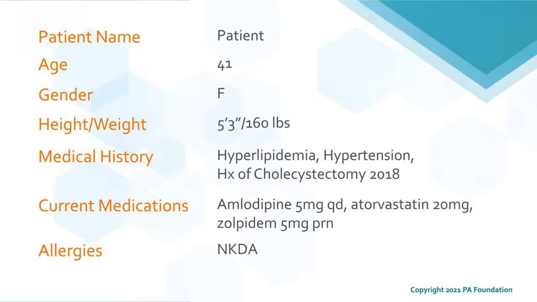Here we have Miss Jones, who is 41 years old. Her height is 5 feet 3 inches, and she weighs 160 pounds. Her past medical history is significant for hyperlipidemia and hypertension. She's had her gallbladder removed in 2018. Her medications are as follows: amlodipine for hypertension, atorvastatin for hyperlipidemia, and zolpidem for insomnia. She has no known allergies.